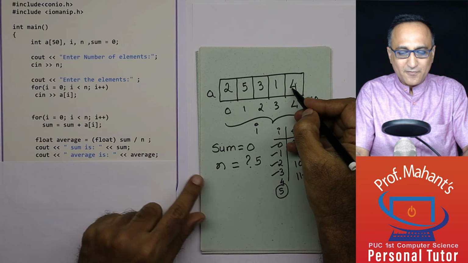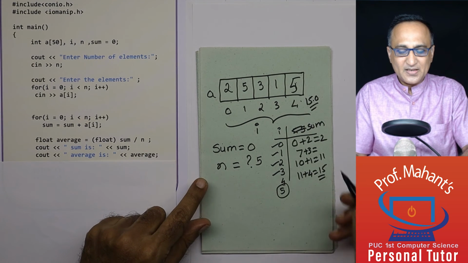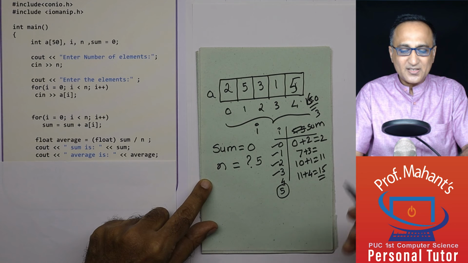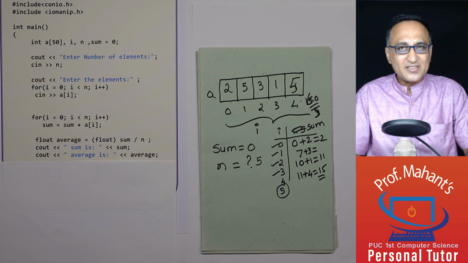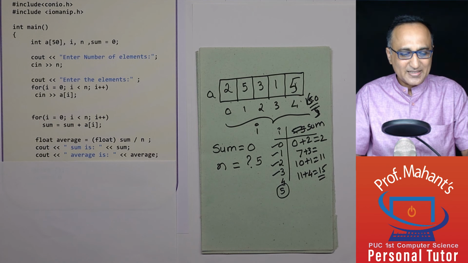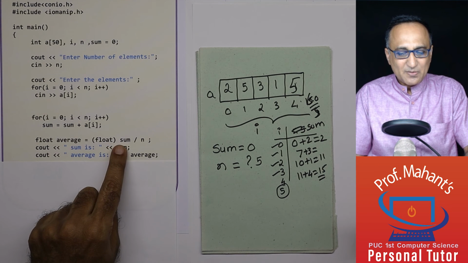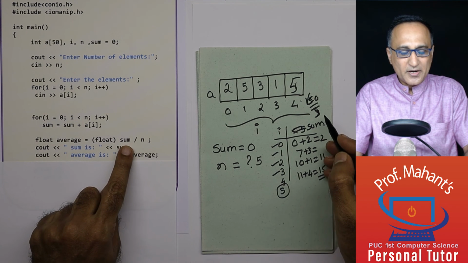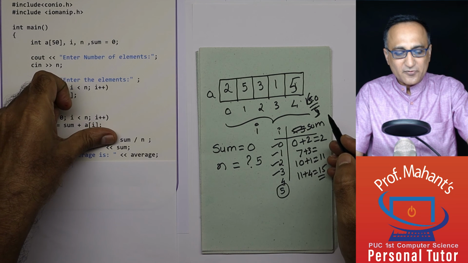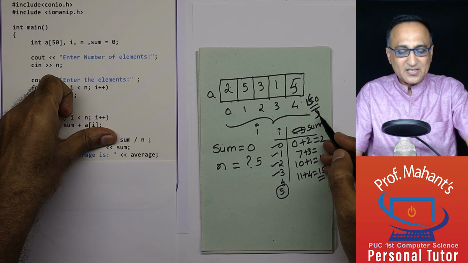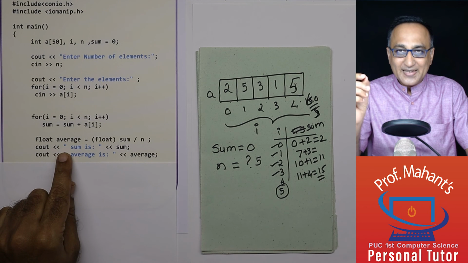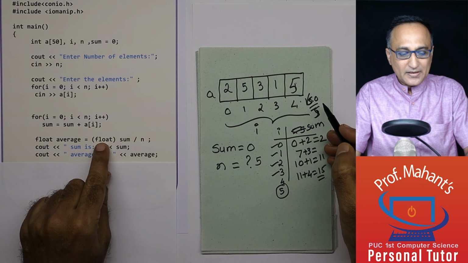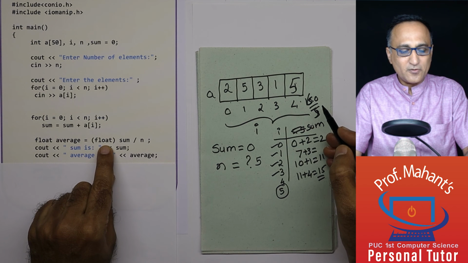But suppose instead of 4, I had made this 5. Then this would have been 16 upon 5. 16 upon 5 would have been 3.333, something like that. So in that case, sum would have been 16.0 divided by 5. If you forget this float, when it is 16 by 5, the answer will still show the average as 3. So in order to get the correct average, I need to typecast this sum explicitly to float.